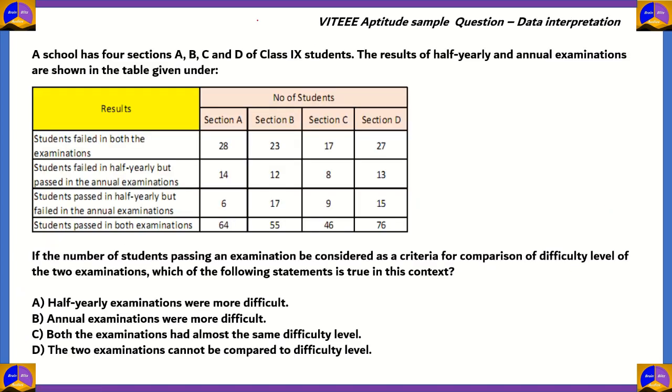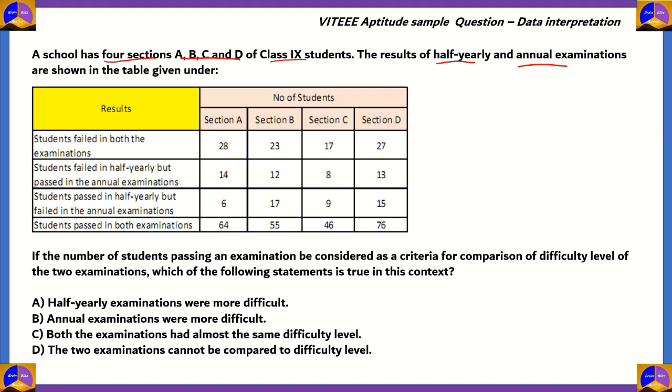Now let's look at the final question of this episode. A school has 4 sections A, B, C, D of class 9 students. The results of half-yearly and annual examinations are shown in the table given under. It gives the students who failed in both examinations from the 4 sections, students who failed in half-yearly but passed in annual examinations, students who passed in half-yearly but failed in the annual exams, and students who passed in both exams, for the 4 sections.